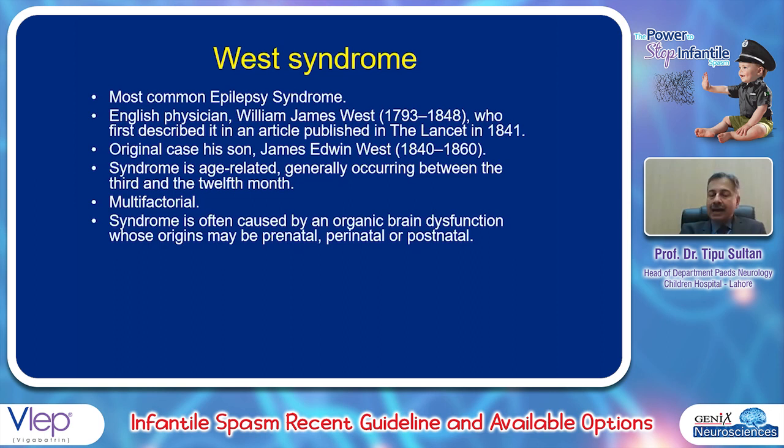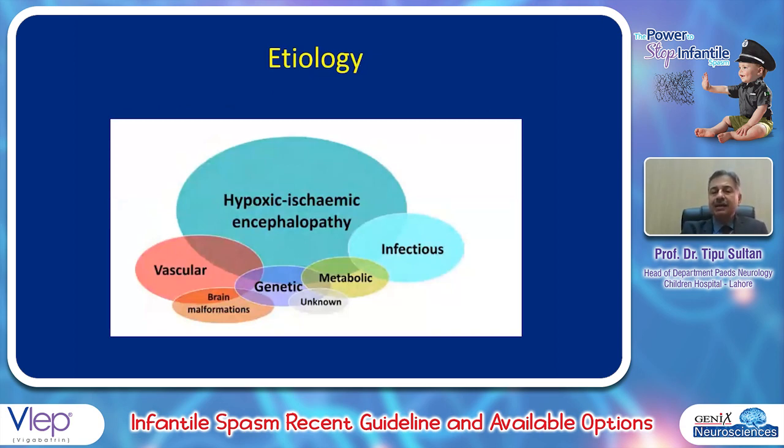There are many etiological factors, and we'll discuss them in the coming slides. The syndrome is often caused by underlying organic brain dysfunction, and the etiology may be perinatal, postnatal, or prenatal. However, in countries like Pakistan, there is a significant acquired problem of hypoxic ischemic encephalopathy, and a big chunk is due to genetic, metabolic, and malformations because of consanguinity and intermarriages. So perhaps the largest etiological factor in Pakistan or other developing countries is hypoxic ischemic encephalopathy, which is perinatal, and genetic factors, which may be further subdivided into classically genetic, metabolic, syndromic, or brain malformation, are the second largest group.